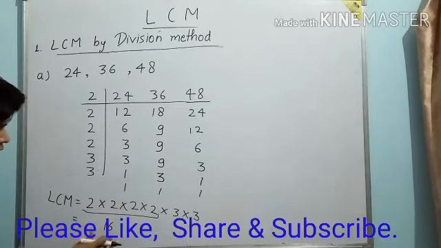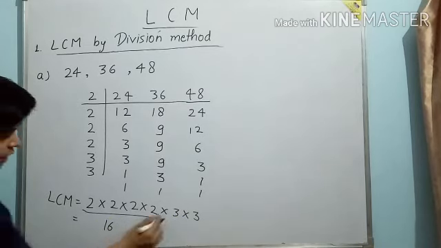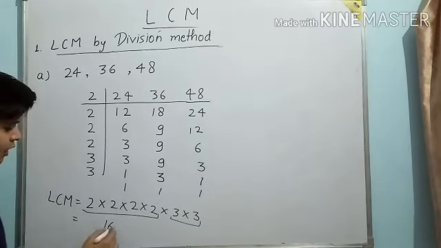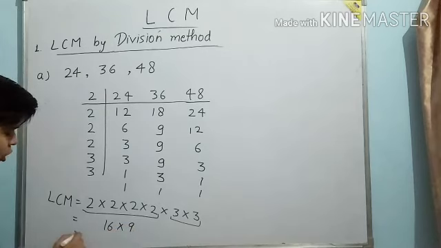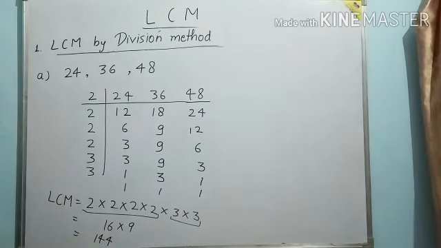For these numbers we have got 16 here. Now these are 3 into 3, that is 9, and we all know very well 16 into 9 is 144. So 144 is the LCM for these three numbers.